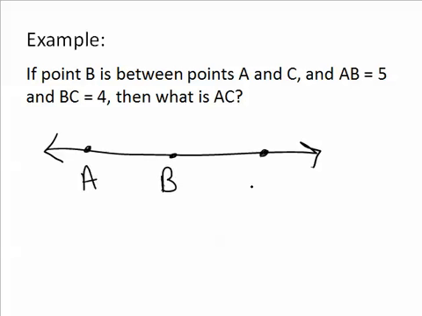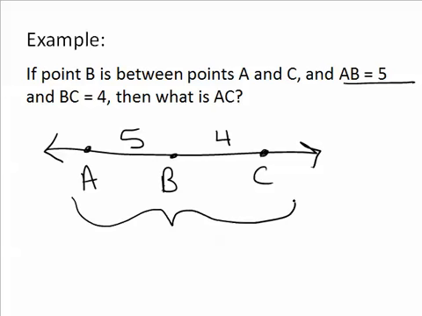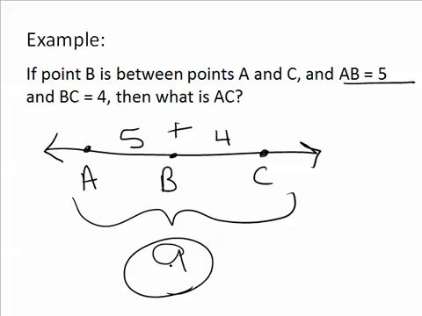B has to be between A and C. Then AB is 5, so I'm going to label that. And BC is 4, so I'm going to label that. Then what is the distance between AC? So I want all of this together. All I do is add those because I use that postulate, and I say my answer is 9. This is how you work through these problems.